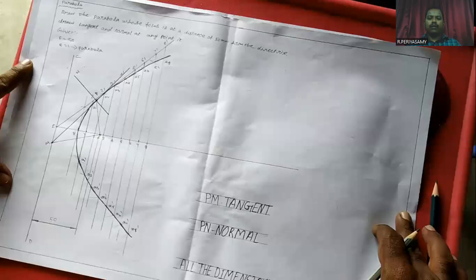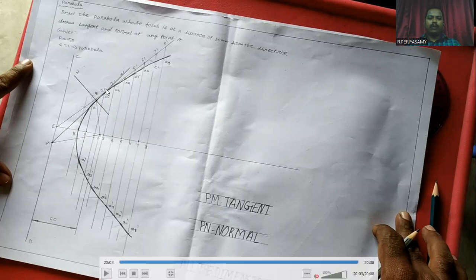Finally, we have to mention PM equal to tangent, PN equal to normal. All the dimensions are in mm. This is a parabola problem.